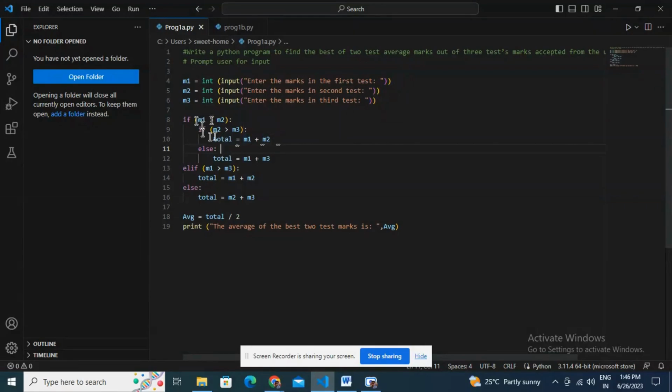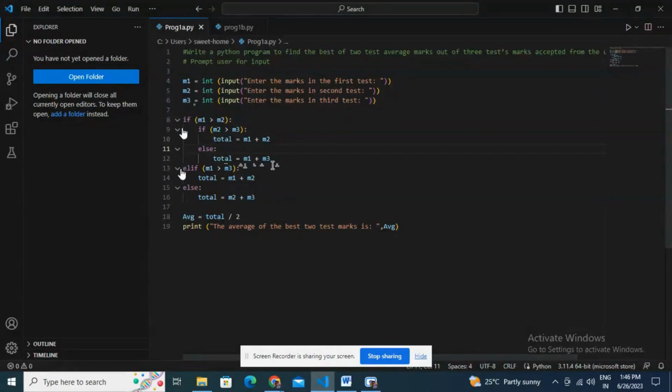If m1 is greater than m2 but m2 is not greater than m3, then total is equal to m1 plus m3. M2 not greater than m3 means m3 is greater than m2, which means m2 is the least one, so we are leaving that one and calculating total is equal to m1 plus m3.